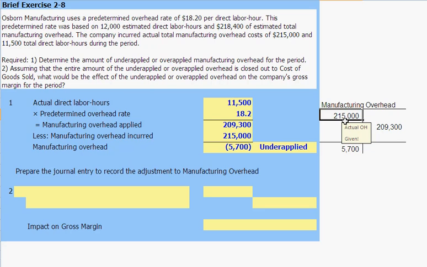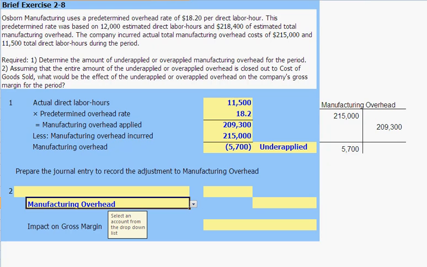comes in on the left-hand side of the account, and that was given. We credit manufacturing overhead for any overhead that's applied, and we can see we have a remaining debit balance of $5,700. This means that we did not apply enough overhead to our jobs. Our manufacturing overhead was under applied.